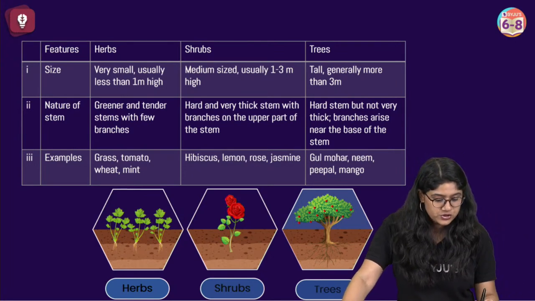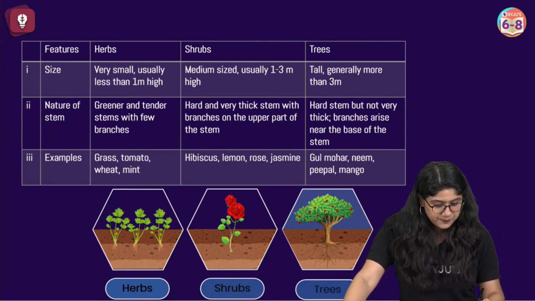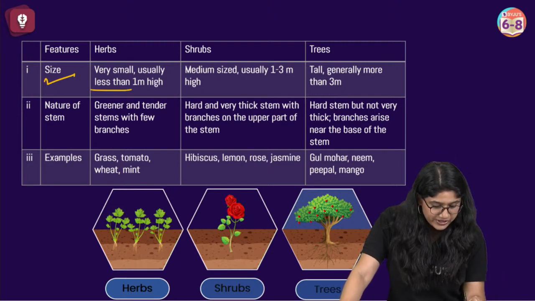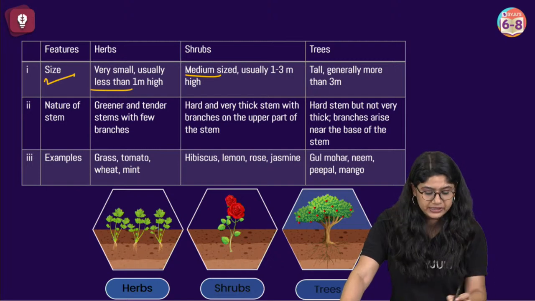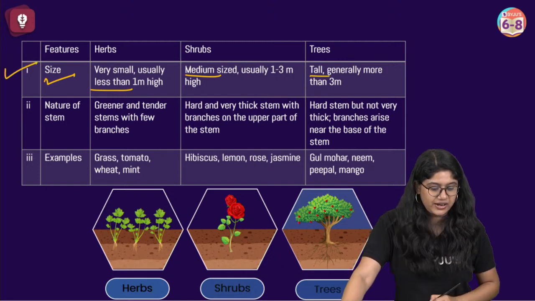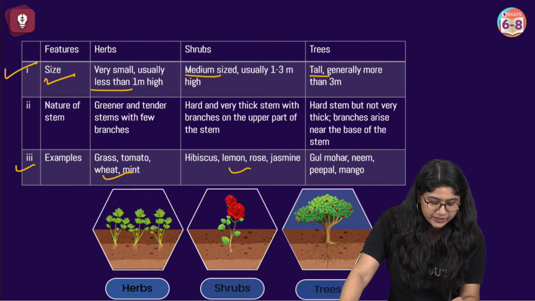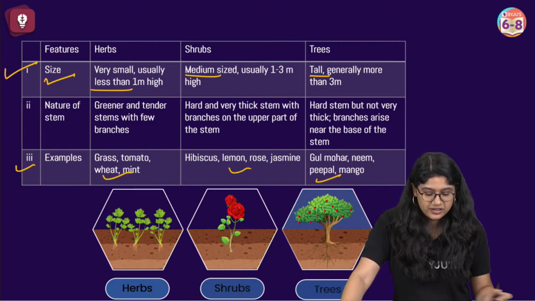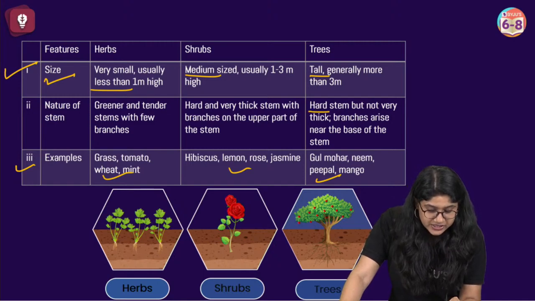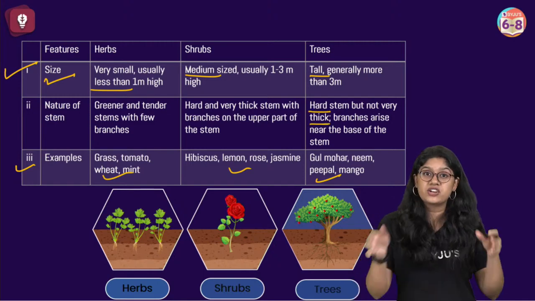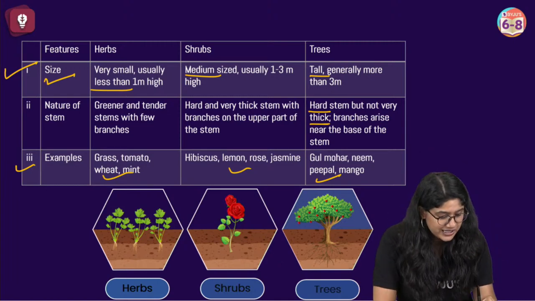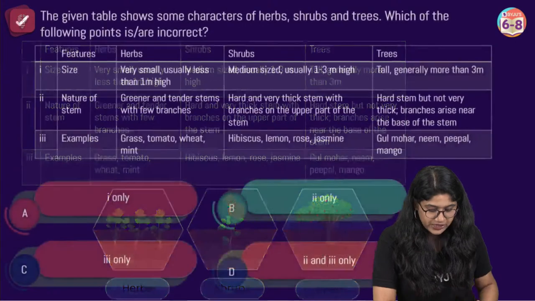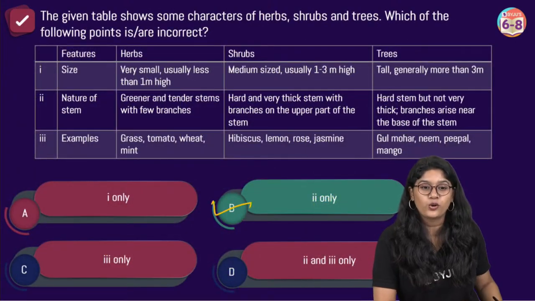Here we have herbs, this is definitely correct for herbs, right? They are very small. Shrubs, medium height, trees, tall. So this is definitely right. Examples are also correct. This part, nature of stem, is wrong, right? See over here, they have mentioned hard stem but not very thick. We know that trees have thick stem. So this option is wrong, which is the B over here. So here we have the correct option. Second only is the wrong one.